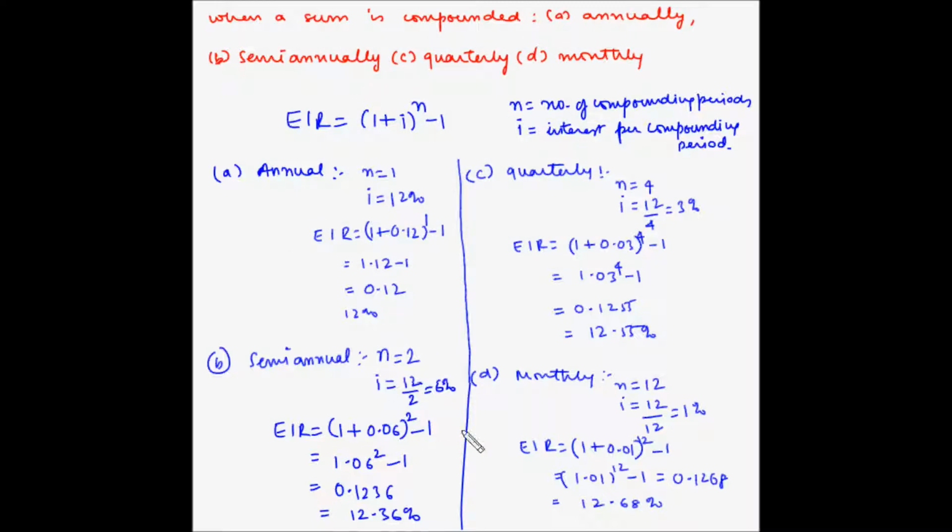So as you can notice, the more granular we become in terms of compounding, that is, the more compounding periods, the more is the effective interest rate. And the reason is because the more the number of compounding periods, the more will be the interest earned on the interest for the previous periods.